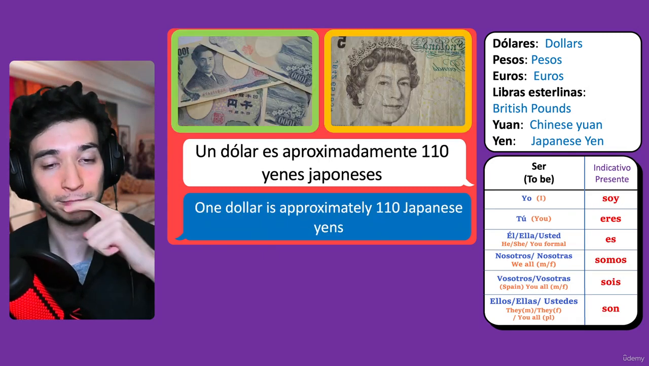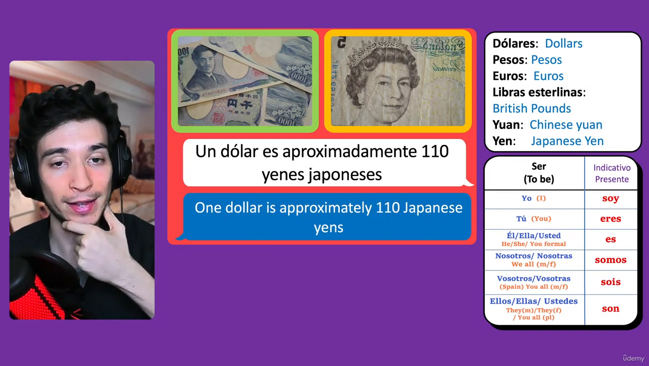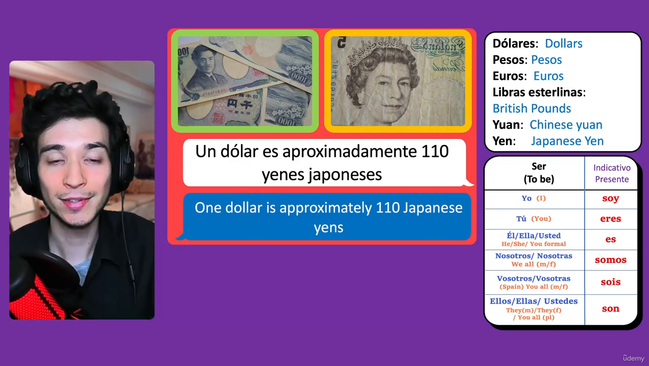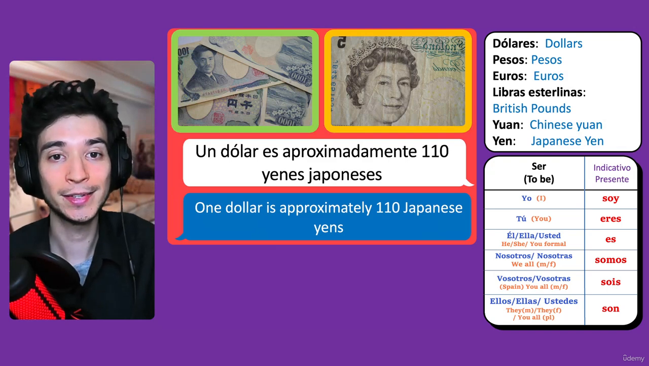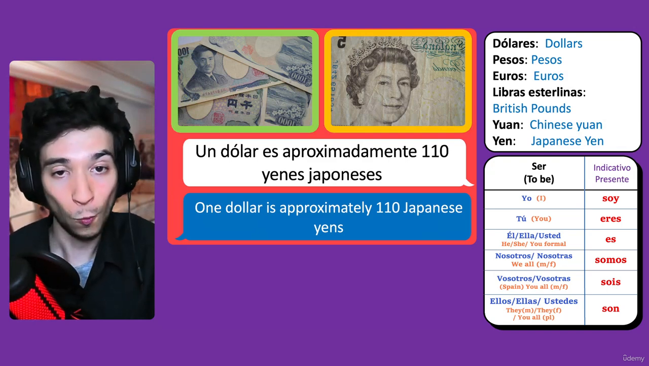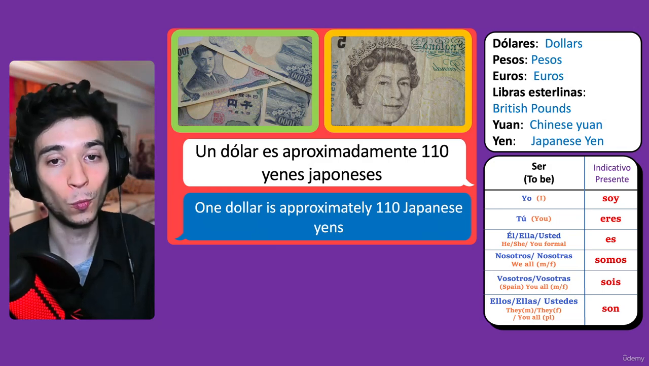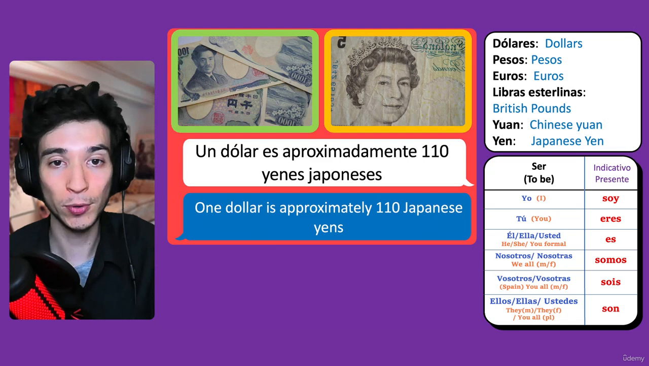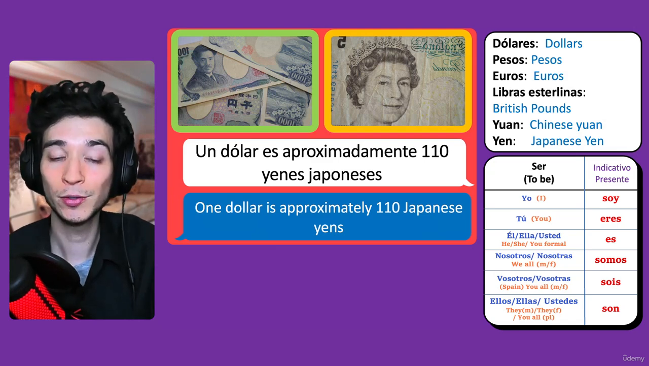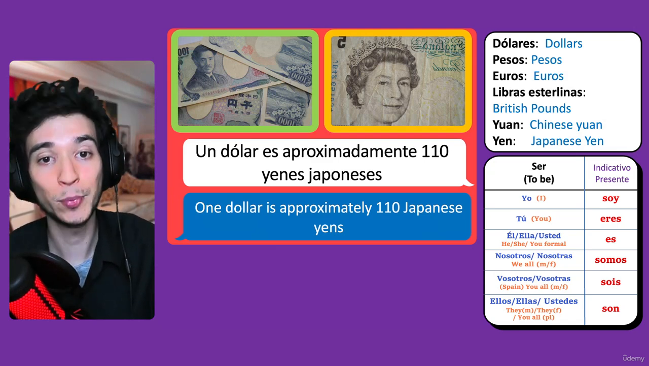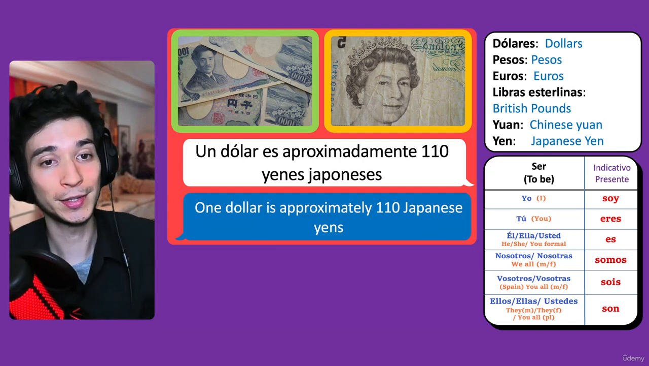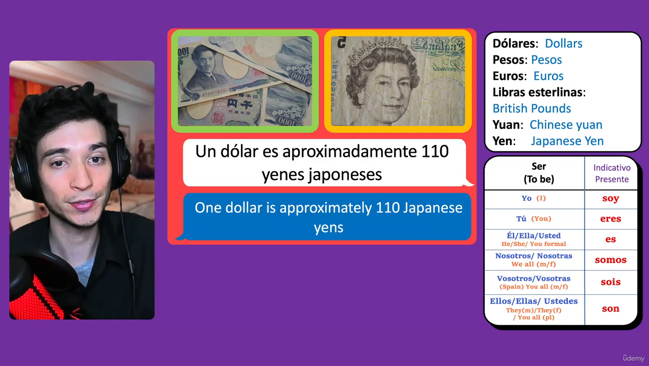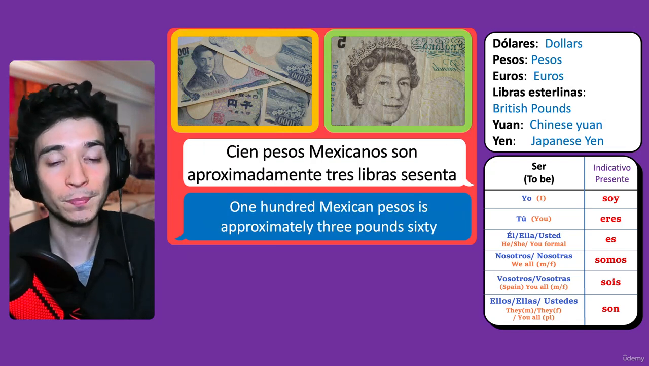Okay, next one. Un dólar es aproximadamente 110 yenes japoneses. One dollar is approximately 110 Japanese yens. Okay, 110. So yeah, I think this one is simple. 110 yenes japoneses.